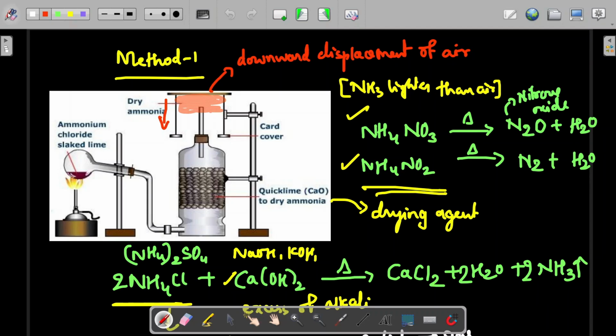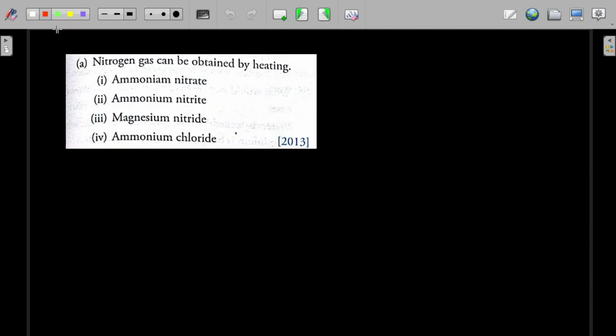This is method number 1. What kind of questions have they asked previously? See here. Nitrogen gas can be obtained by heating. Okay. Raise your hand who knows the answer. Yes, Chanvi. Sir, magnesium nitride. Yes, nitrite. Correct. Ammonium nitrite. By heating.